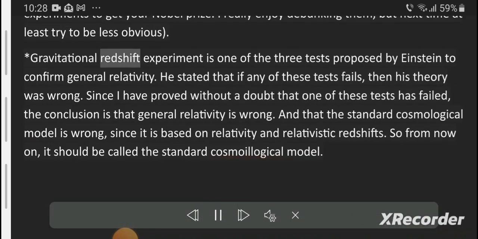This gravitational redshift experiment is one of the 3 tests proposed by Einstein to confirm general relativity. He stated that if any of these tests fails, then his theory was wrong. Since I have proved without a doubt that one of these tests has failed, the conclusion is that general relativity is wrong. And that the standard cosmological model is wrong, since it is based on relativity and relativistic redshifts. So from now on, it should be called the standard cosmological model.